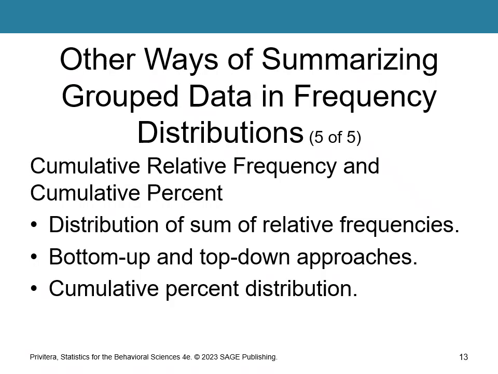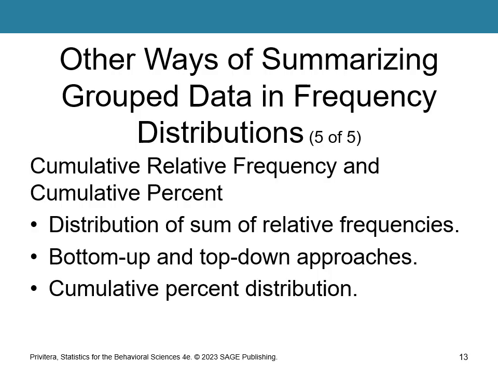A cumulative relative frequency distribution is a summary display that distributes the sum of relative frequencies across a series of intervals. To create one, you add each relative frequency, either from the top or from the bottom. The total cumulative relative frequency will always equal 1.00.